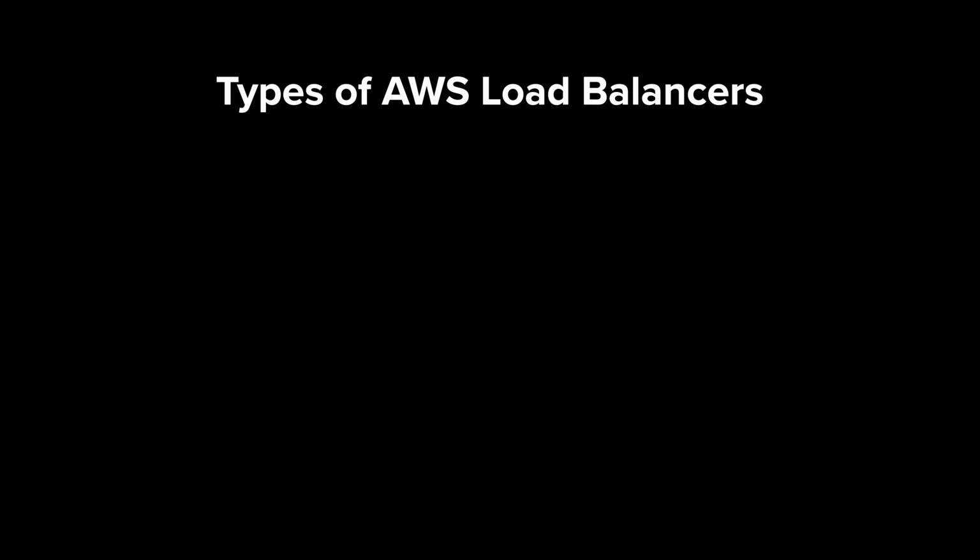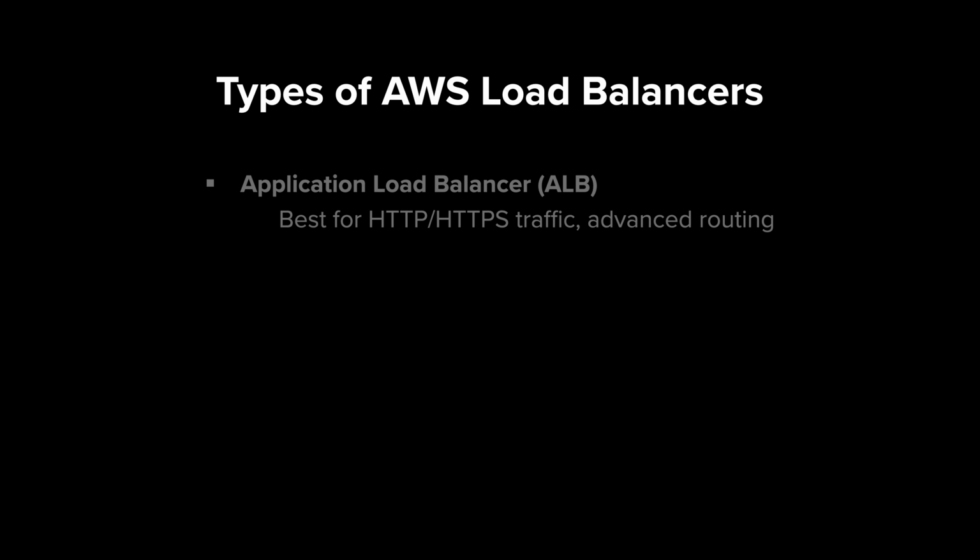Now let's take a look at the different types of load balancers AWS offers. The first is the Application Load Balancer, or ALB. This one operates at the application layer, which means it's perfect for handling HTTP and HTTPS traffic. It also supports advanced routing, making it a great fit for most ECS workloads.